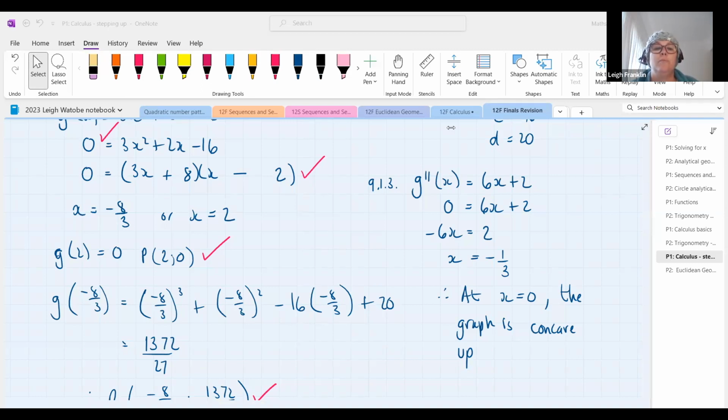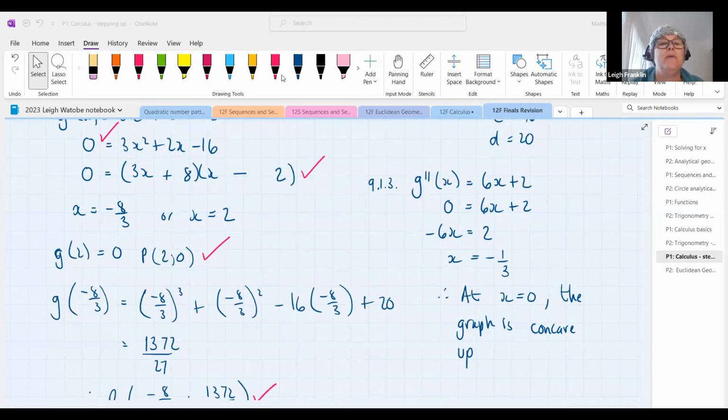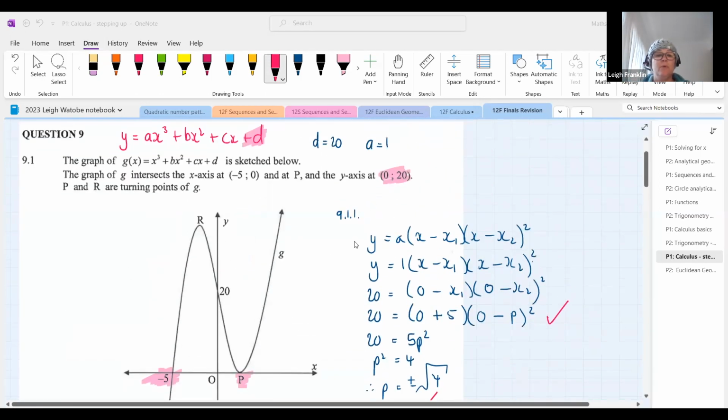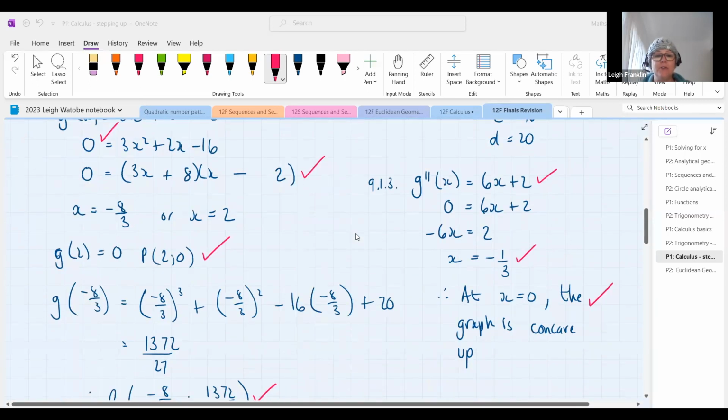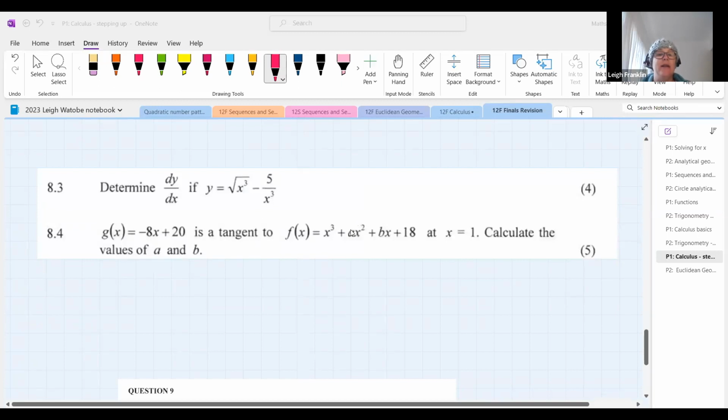Cool. That was out of 3. So there would have to be a mark on the second derivative and or making it equal to 0, solving for that, and then our explanation. Okay, so 0 is greater than -1/3. So the graph is concave up at the point 0 and 20. All right. Okay, so if that's all fine, let's go on and have a look at our next question.